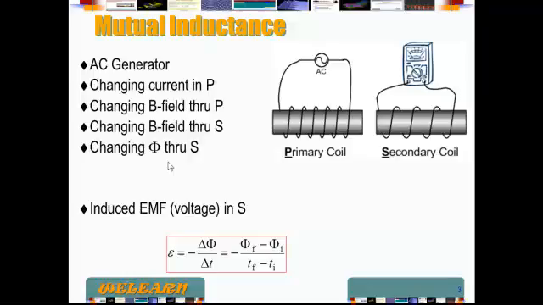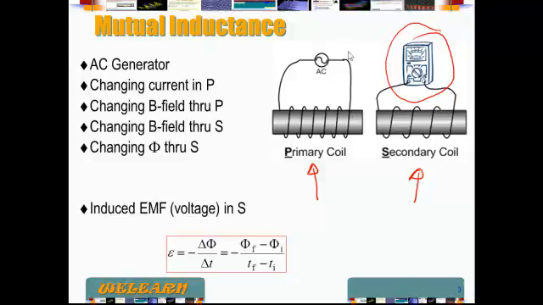Okay, consider this. We have two coils in proximity of each other. The first one, to the left, we call the primary coil. The second one, we call the secondary coil. As you might have noticed, the secondary coil is connected to a voltmeter. That will help us detect or measure any induced EMF in the secondary coil.